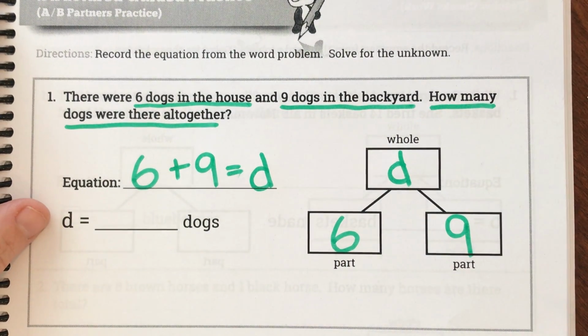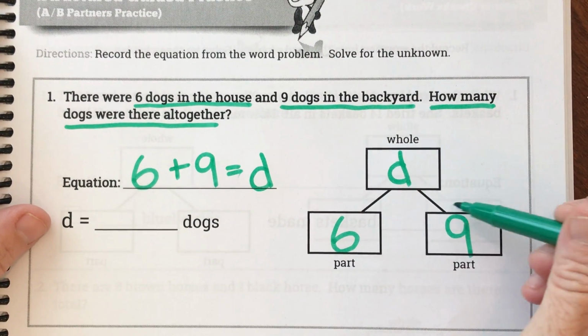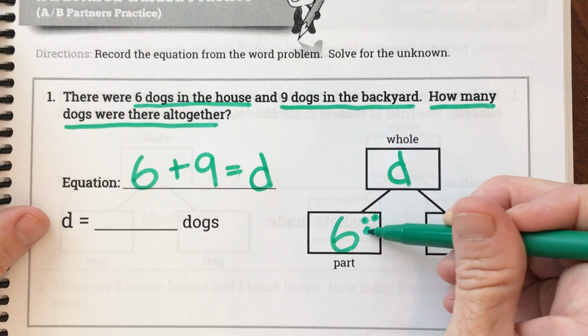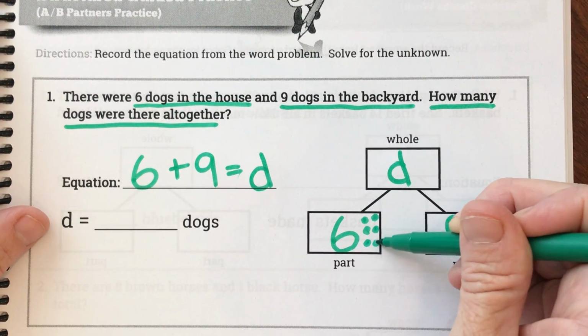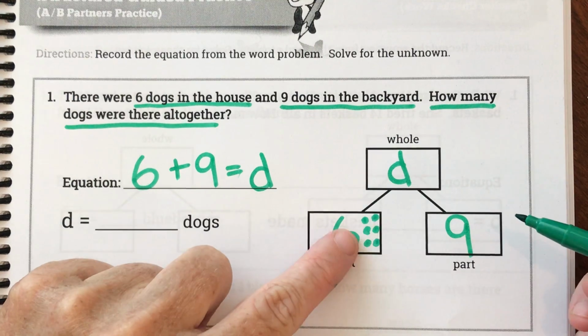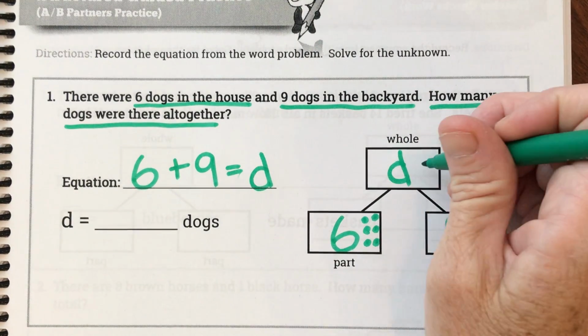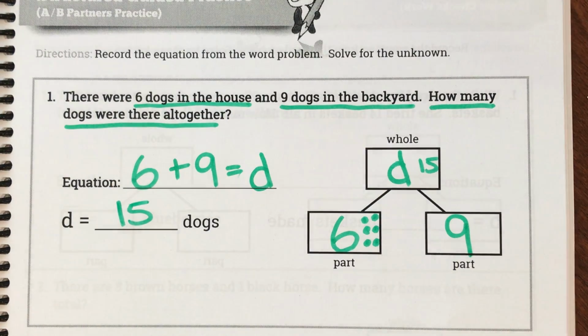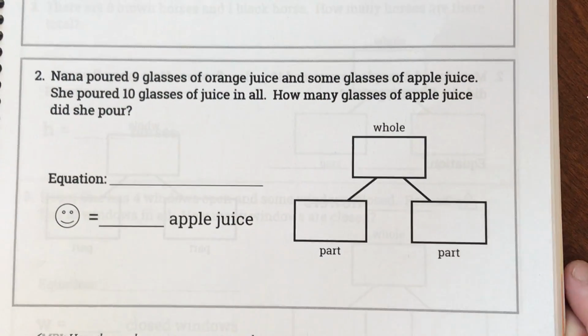Okay, so let's use our counting on strategy. Ready? Let's start with 9. Let's start with our largest add-in. So we have 9, 10, 11, 12, 13, 14, 15, because I added 6 more. So my whole must be 15. We must have 15 dogs all together. Okay, I hope that's a huge house, boys and girls. That's a lot of dogs.